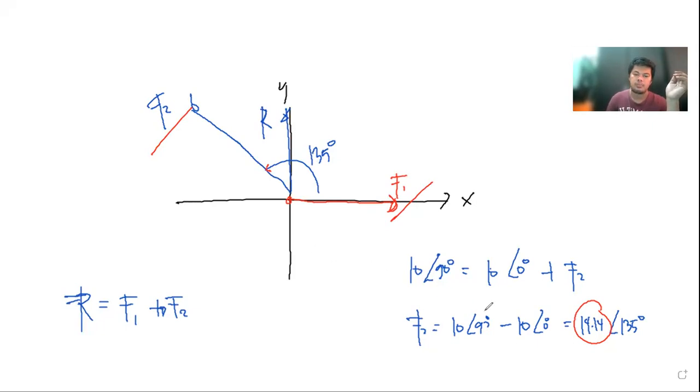So problem number 4 is already settled. We will move to the next topic, which is the coplanar non-concurrent force system.